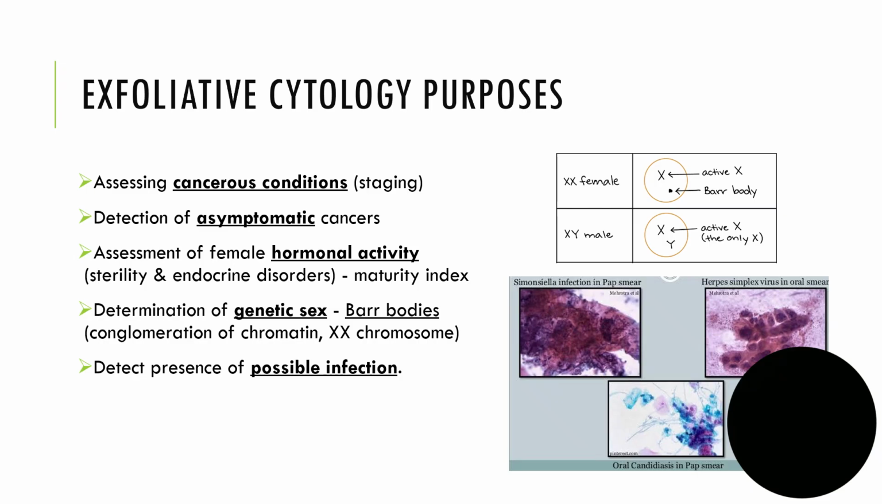Number four, determination of genetic sex using Barr bodies. A Barr body is a conglomeration of chromatin formed from the inactivated X chromosome in cells with two or more X chromosomes. In females who have XX chromosomes, you will see a Barr body in the nuclei. This was historically used in genetic sex determination.